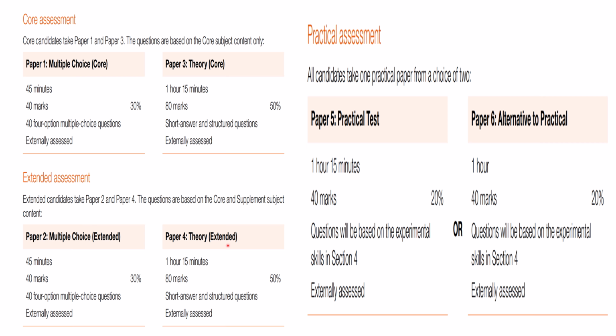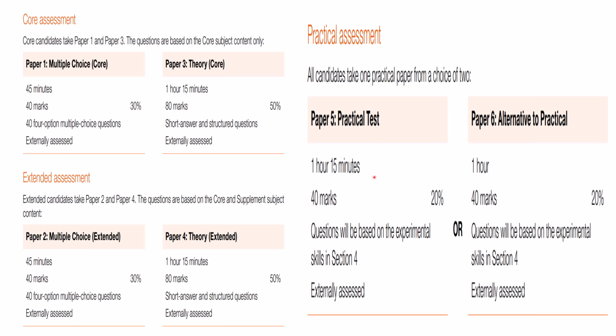Paper 4, that is theory. The duration for paper 4 is 1 hour 15 minutes. It also carries 80 marks and the weightage is also 50%. Short answer and structured questions. This paper tests deeper understanding, application, and analysis. Extended candidates can achieve grades up to A star.